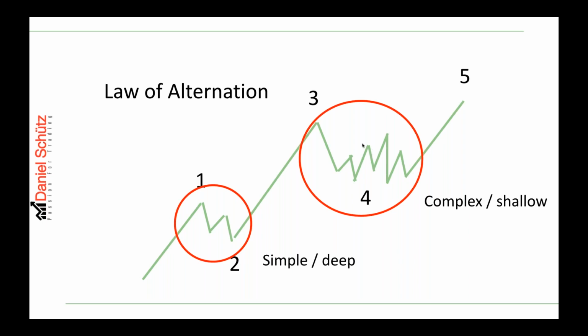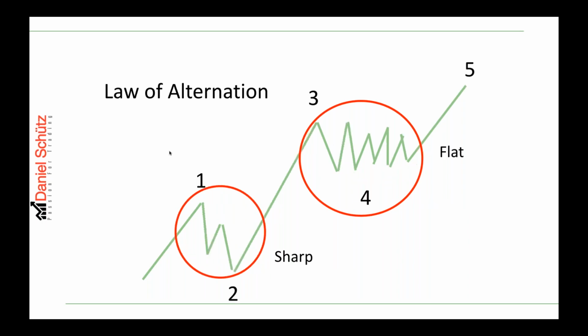But the rule of alternation also says if wave 2 comes steep, so 62% retracement, then wave number 4 has to be shallow, so 38% retracement. But the other way around, if we have a 38% at wave 2, then wave 4 has to be deep. Rule of alternation.